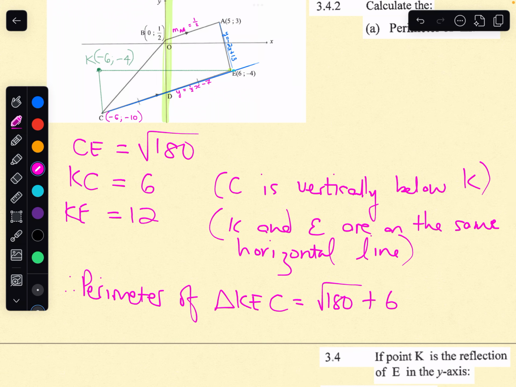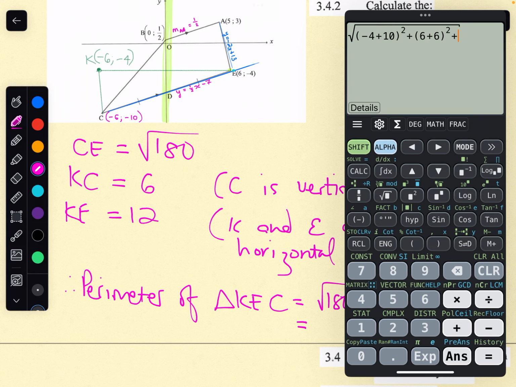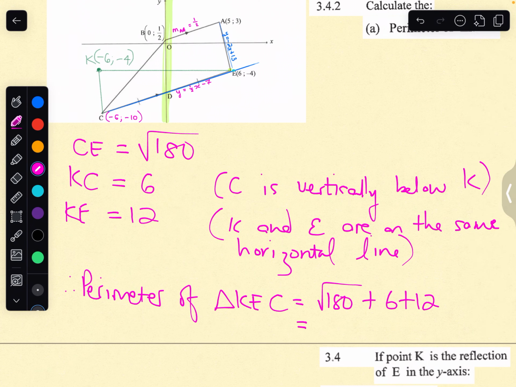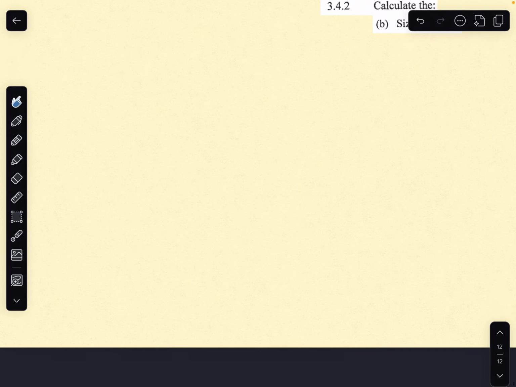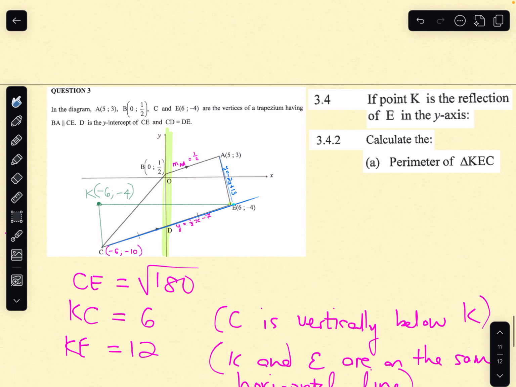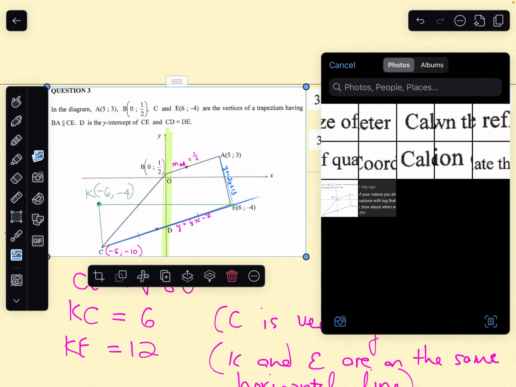Okay, so it's the sum of these guys. So that is going to be 6 root 5 plus 6 plus 12. That's just a fancy way of saying 18 plus 6 root 5. So that would be the perimeter of the triangle. Okay, and then I think this is the last one. Almost there, guys. Almost there. Let's just get the diagram one more time.